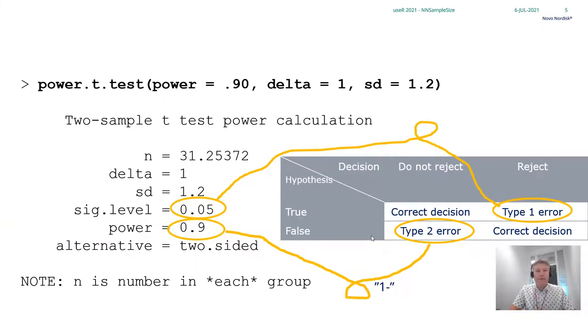It's in principle very simple to calculate the number of subjects needed. Here is a call to the function power.t.test in R, where we have set the treatment difference to be 1, the standard deviation to be 1.2, and chosen a power of 90%, and implicitly the significance level is set to 5%. These are related to the probability of making a type 1 error and 1 minus the probability of making a type 2 error. In this case, we need 32 subjects in each of the two groups we are comparing.